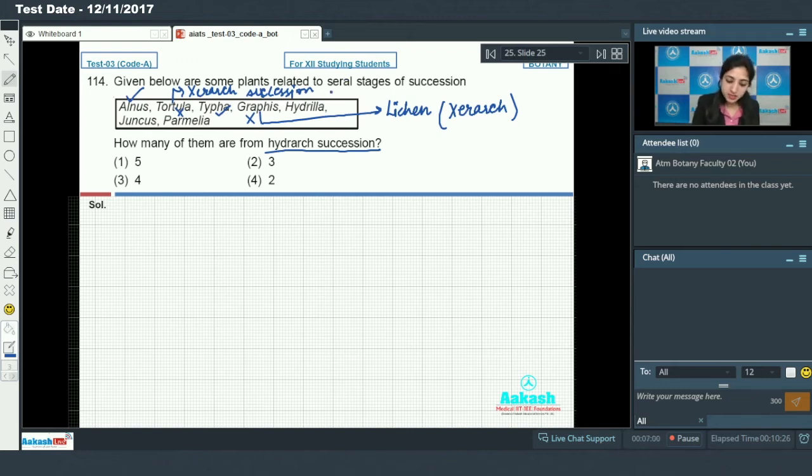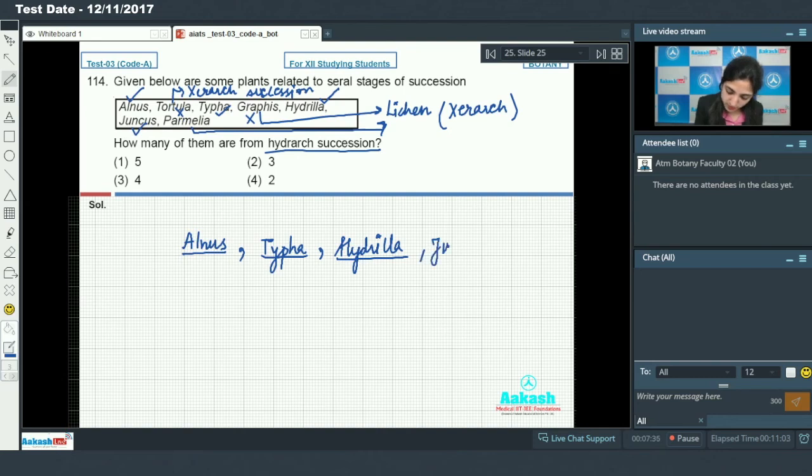Hydrilla belongs to the hydrarch succession. Juncus, hydrarch succession, and Parmelia belongs to the lichen which belongs to hydrarch succession. So Alnus, Typha, Hydrilla, and Juncus belong to the serial stages of hydrarch succession. So the answer to this question is option number 3.